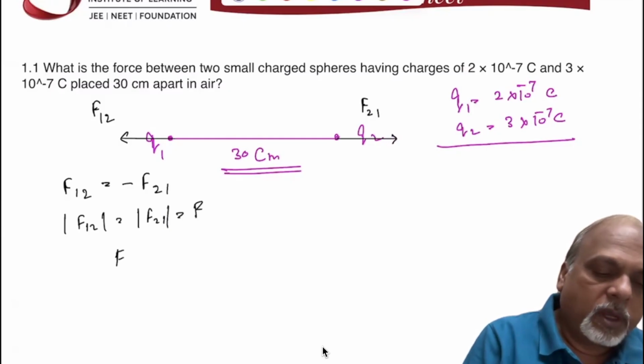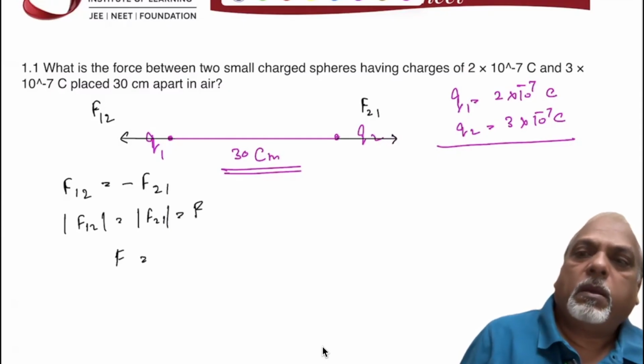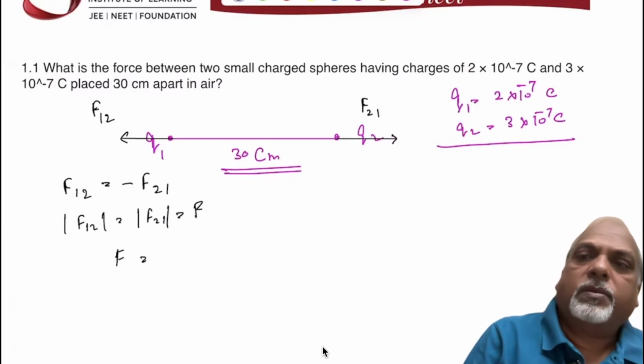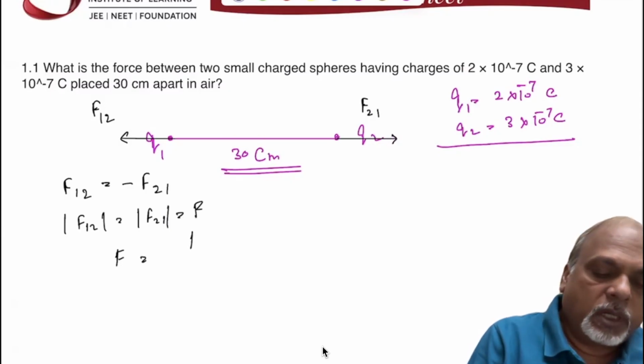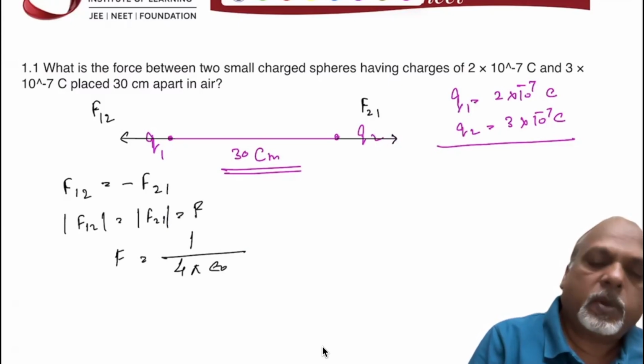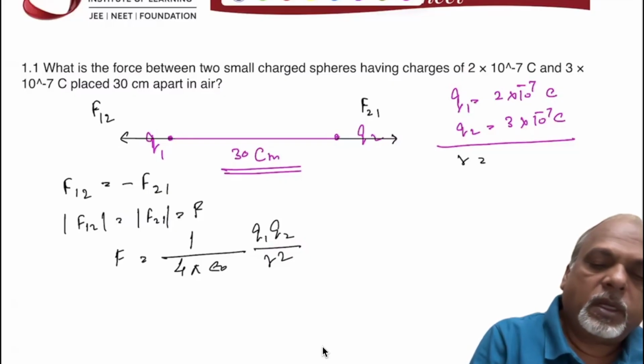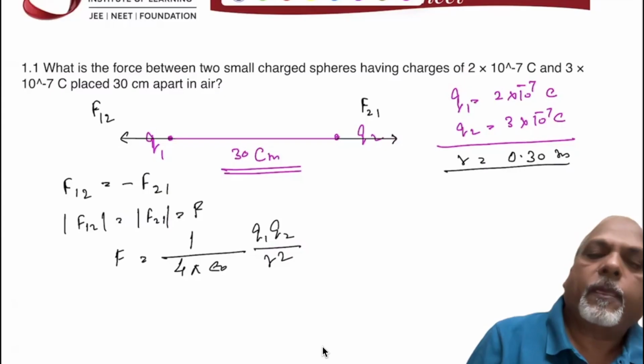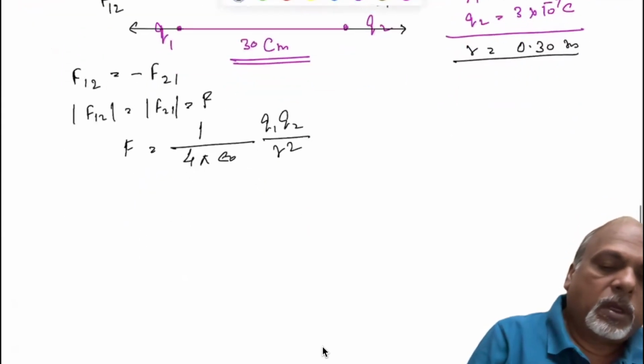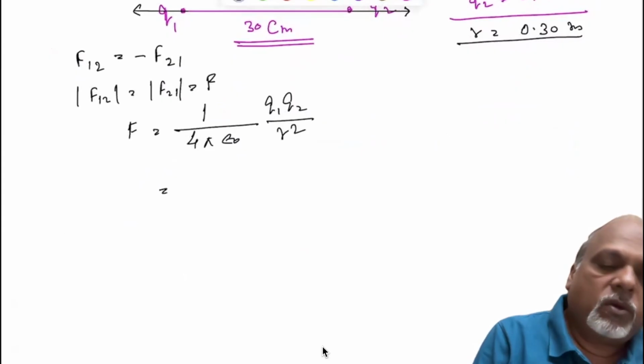So we know F is given by Coulomb's law. What is Coulomb's law? That is 1 by 4 pi epsilon 0 into Q1 Q2 upon R square. Here, R is basically 30 centimeter, means you have to put the things in the correct units. Correct. So let us put the value.